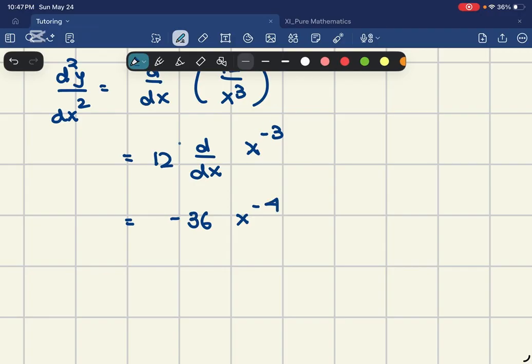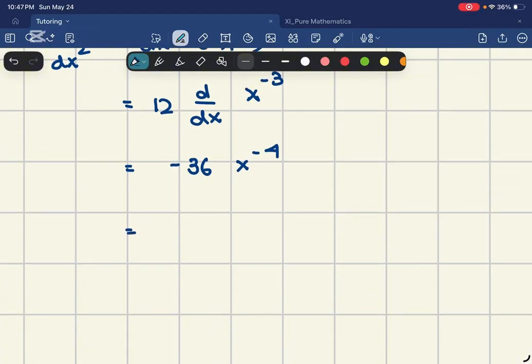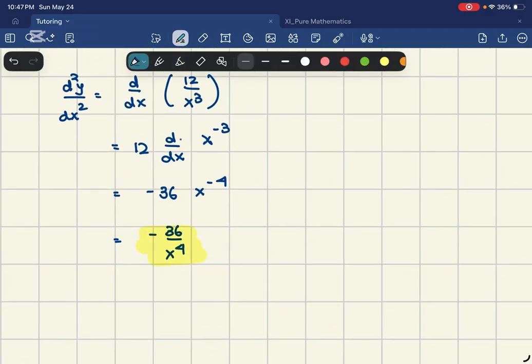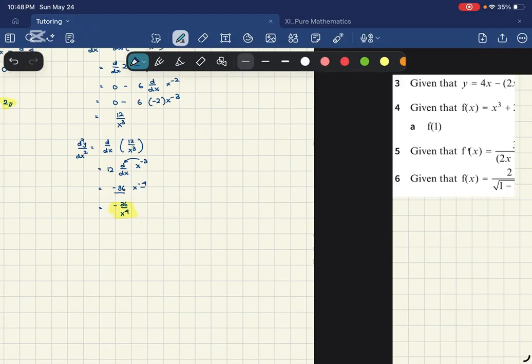You bring minus 3 to the front, you multiply it by 12. So you get minus 36, and then you subtract 1 from your power. So you are going to get this expression. And that is going to be your second derivative. Alright, and I hope this was clear. So you can bring this 12 out, and you're differentiating 1 over x to the power 3. So that you can write it as x to the power negative 3, and then you bring your negative 3 to the front. When you multiply it by 12, you get this, and then you have to subtract your exponent by 1. So you get this expression.